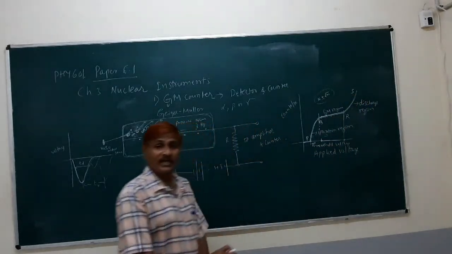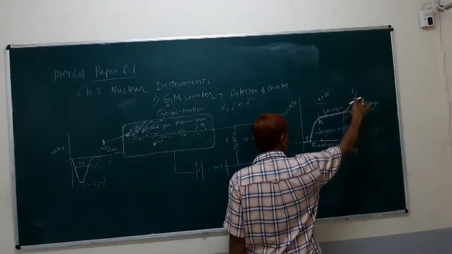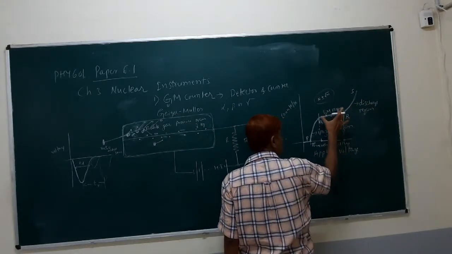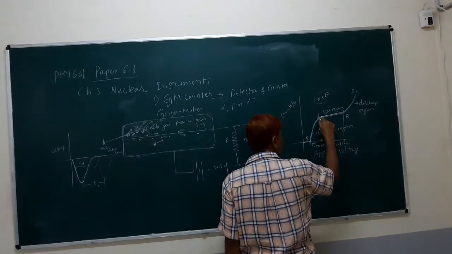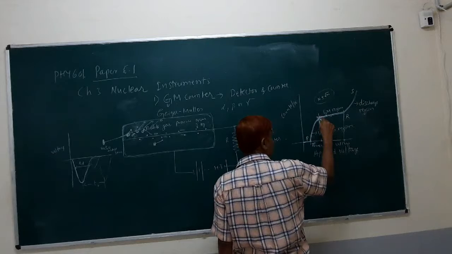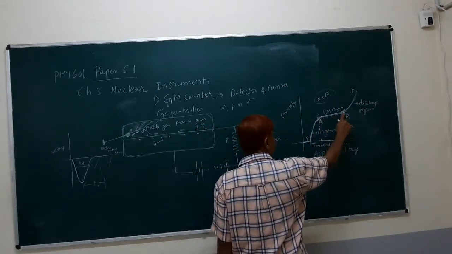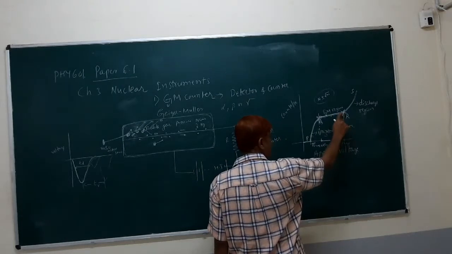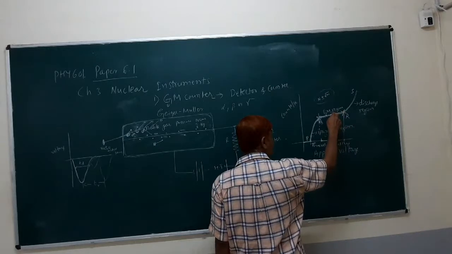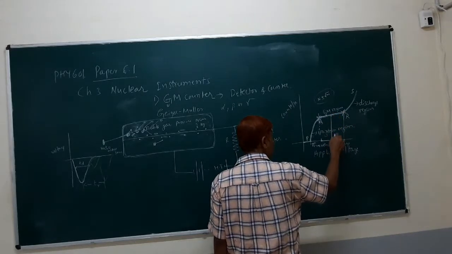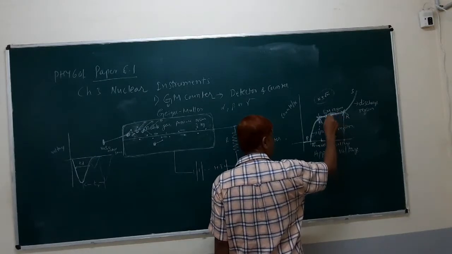You should not operate the Geiger-Müller counter in this region. The suitable region is the GM region. For that reason, we mark this point, the plateau region, which is the start where the flat count rate begins, and this is the end of the flat count rate. We mark these and take the midpoint as the operating voltage. If there is any voltage fluctuation, you are safe within this region.